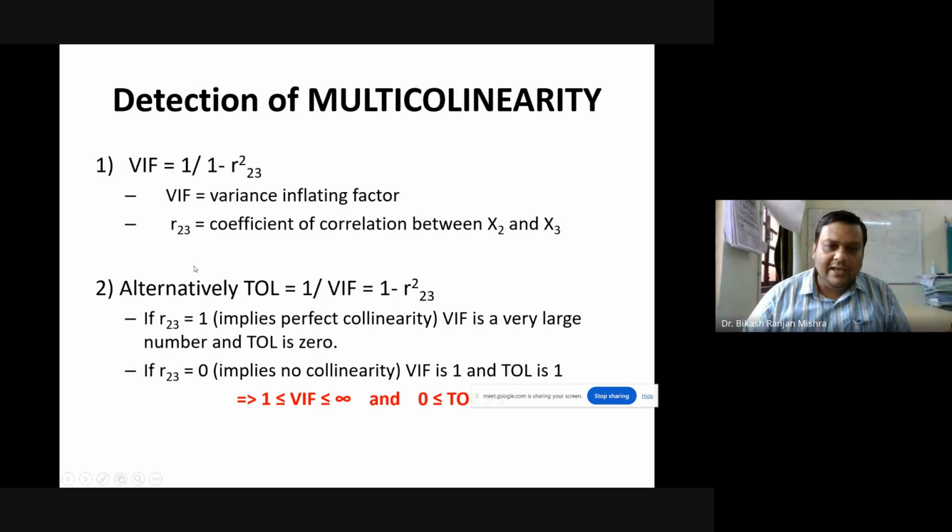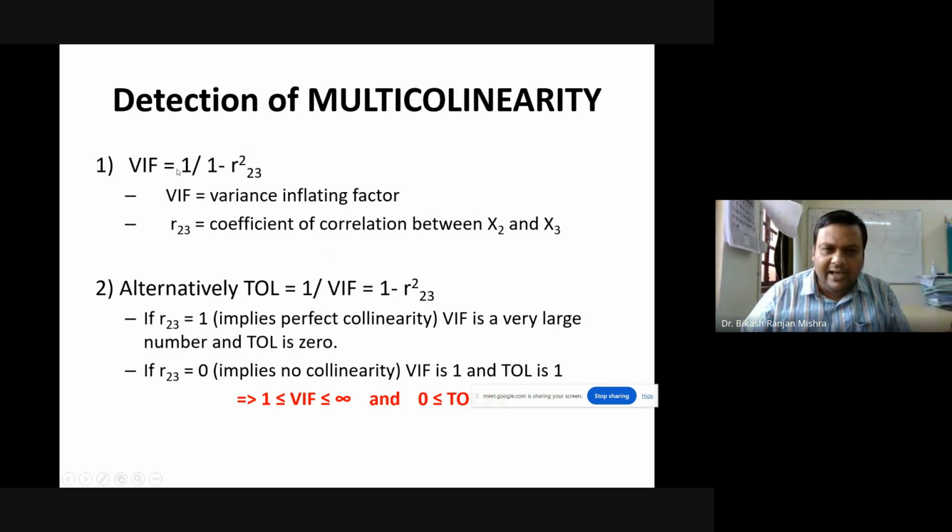And the alternative way is the tolerance level, which is the reciprocal of VIF. So if VIF comes to 2, then the tolerance level will be 1/2. If VIF comes to 5, then the tolerance level will be 1/5, and so on. So obviously, the interpretation will be completely opposite for TOL. A TOL that is as low as possible will be bad for the researcher.